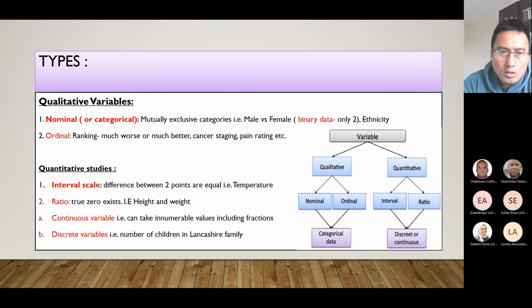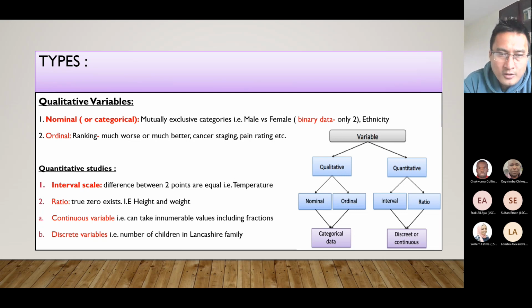The other one is called ordinal. Ordinal means you can rank from worse to better. Some examples are cancer rating, or you can also take pain rating. That is an example of ordinal. The formula that I always keep in my mind is NO for qualitative: N for nominal, which can be binary or ethnicity, and O for ordinal, which is ranking. So the formula is NO.